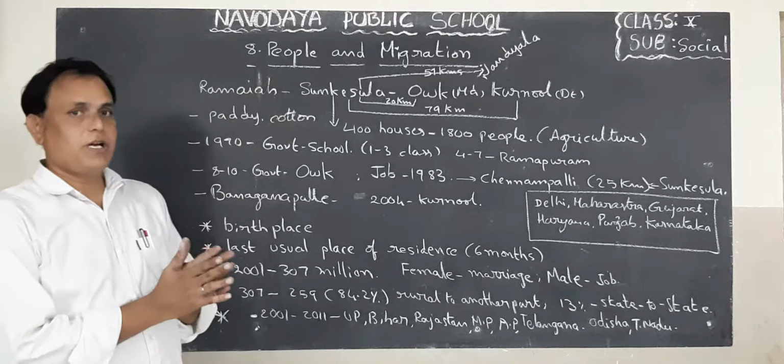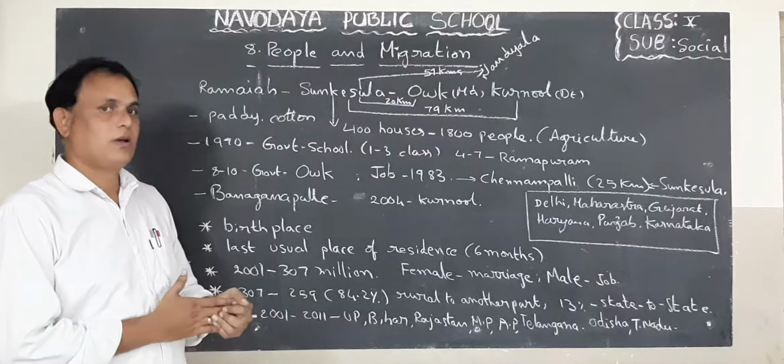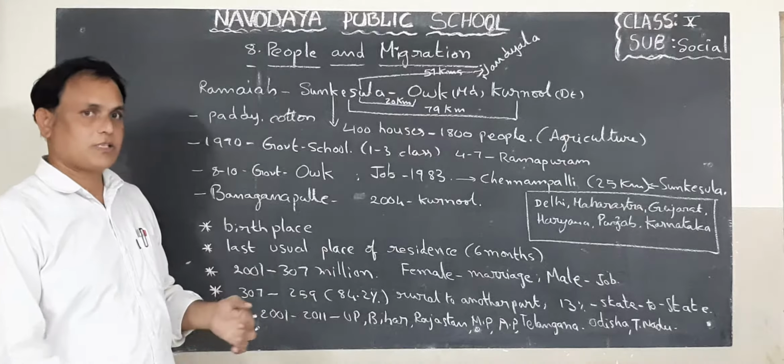We already completed 7 lessons in this textbook. This is the 8th lesson, People and Migration. What is that lesson? People and Migration. Children, why are people migrating from one place to another? Many reasons are there for migration.